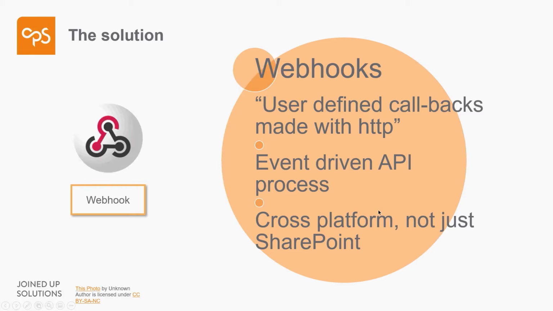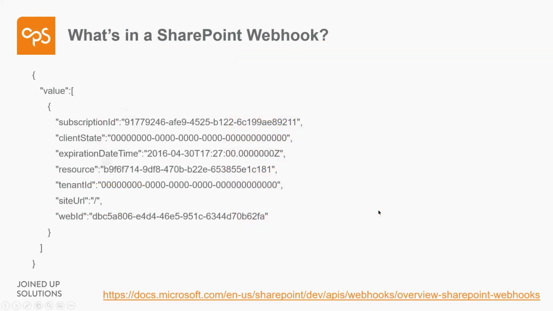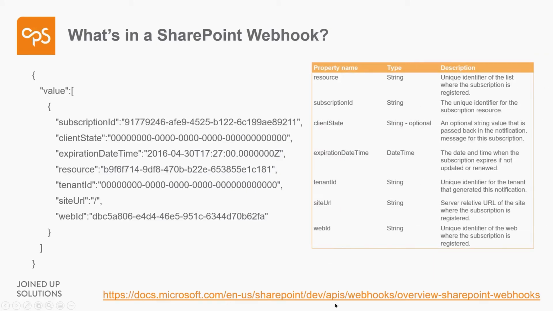What comes through from that webhook? Again, I just want to go a little bit of techie detail here, but when the webhook fires, it will fire a JSON message like this with the details. And you'll see I've got a link here. I'm very happy to share these slides later. But if you search for SharePoint webhooks getting started, you'll come up with the default documentation, and it goes through different properties that are sent through here.